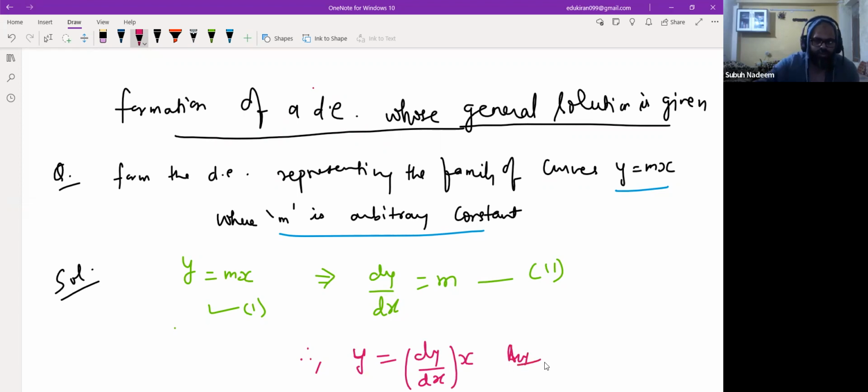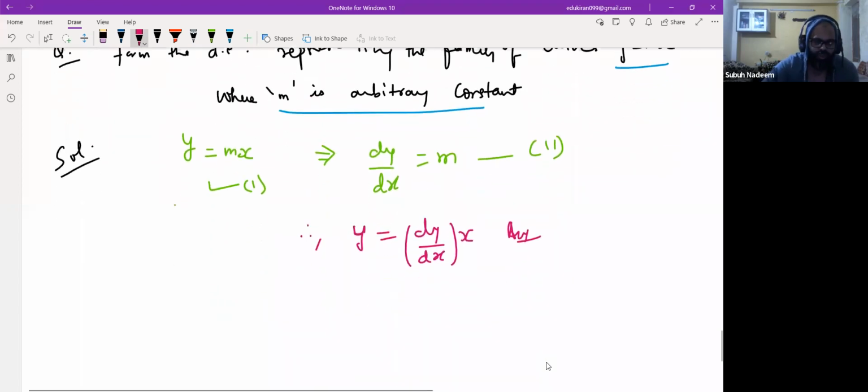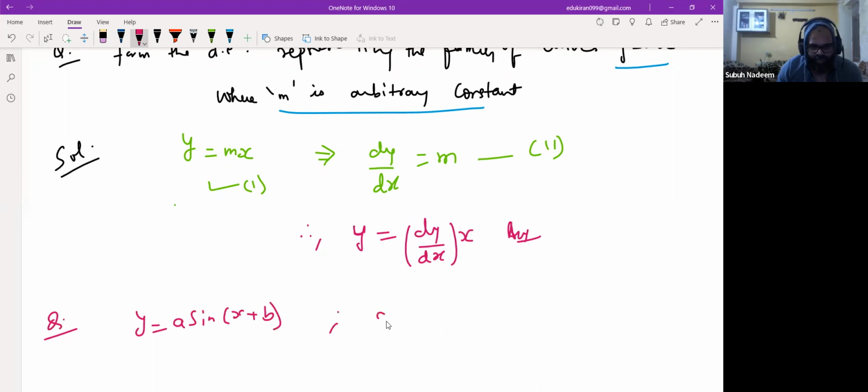Now, suppose we have a question like this. Remember the thumb rule is to get rid of the arbitrary constants. Suppose y is equal to a sine of x plus b is there. And here a and b are arbitrary constants. So our purpose is to get rid of a and b both, right? Yes, sir.